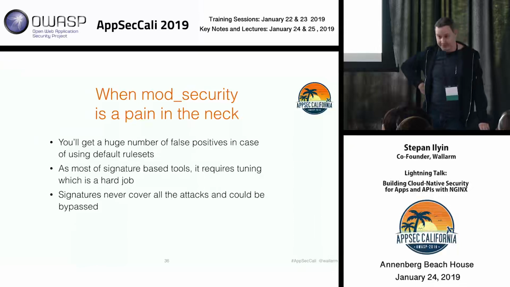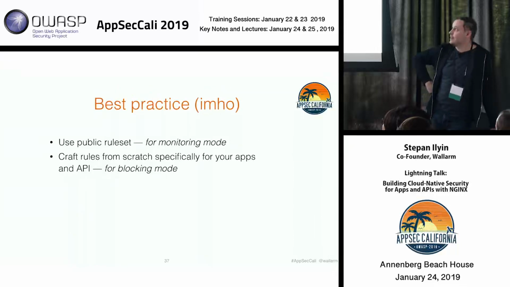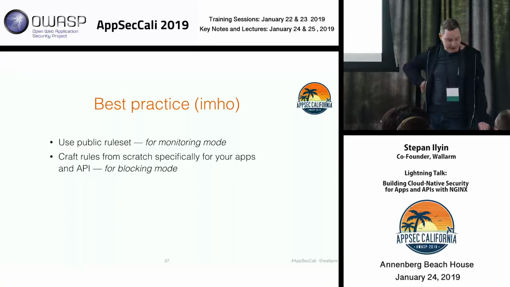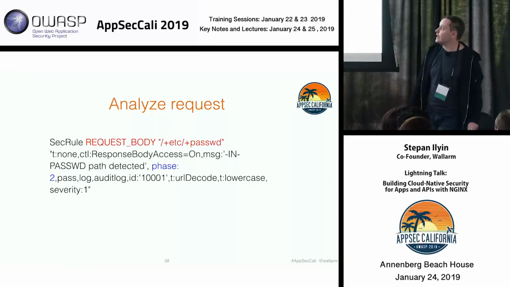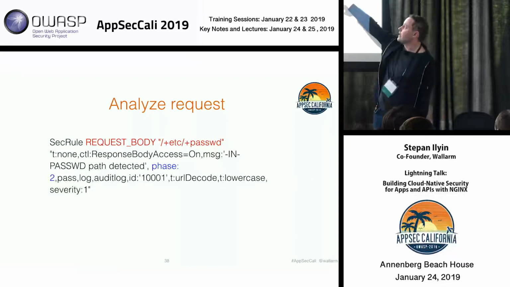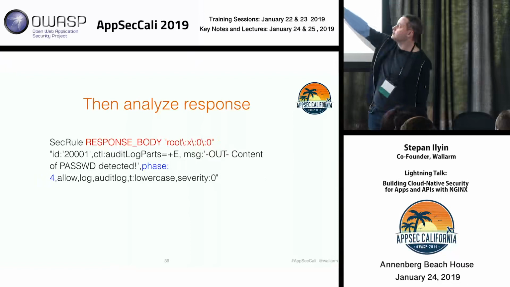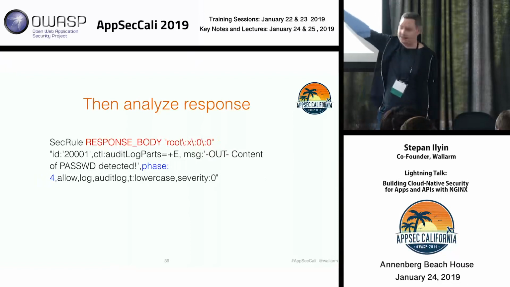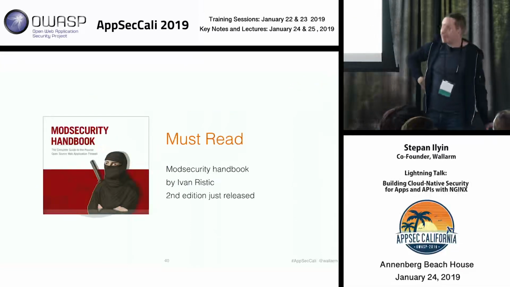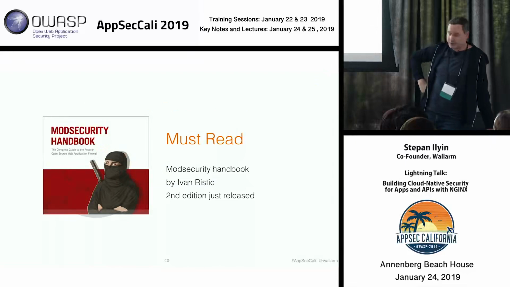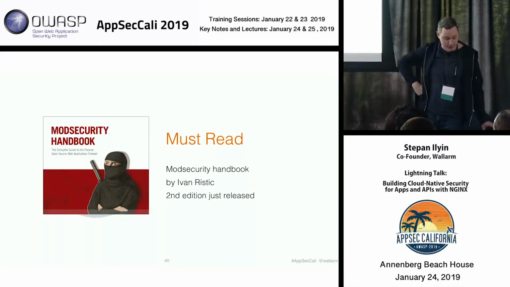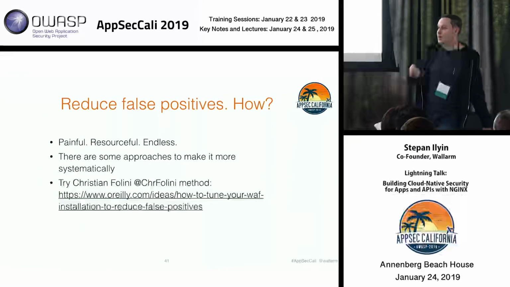And there are some best practices here. One of them is to use the public rule set only in monitoring mode. And if you really want to use it in blocking mode, you can set up the security rules from scratch for yourself. So basically, you can say I want to analyze the request and see if there is a payload like this, and only if there is a response like this, consider this an attack. So there are a lot of hacks, and I recommend you read the ModSecurity Handbook. It's one of the best if you want to know how to really tune ModSecurity.